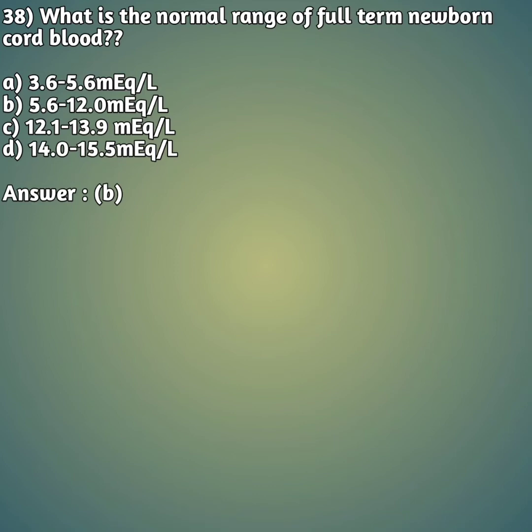Moving on to our 38th question. What is the normal range of full-term newborn cord blood? Option A, 3.6 to 5.6 milliequivalents per liter. Option B, 5.6 to 12.0 milliequivalents per liter. Option C, 12.1 to 13.9 MEQ per L. Option D, 14.0 to 15.5 MEQ per L. So the right answer is B, that is 5.6 to 12.0 MEQ per liter.